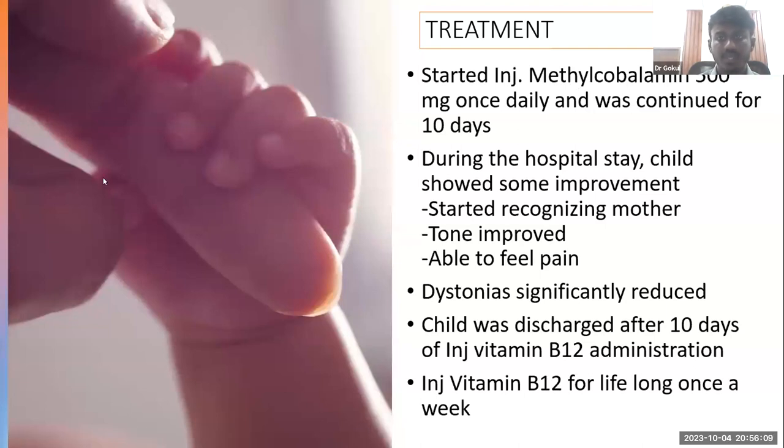The child was started on methylcobalamin 500 mcg once daily and continued for 10 days. During the hospital stay, the child showed some improvement, started to recognize the mother, tone improved, and was able to feel pain. Dystonia significantly reduced. The child was discharged after 10 days of vitamin B12. Currently the child is on vitamin B12 once weekly.